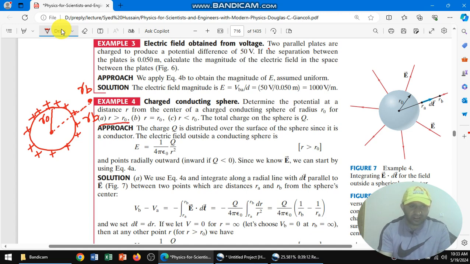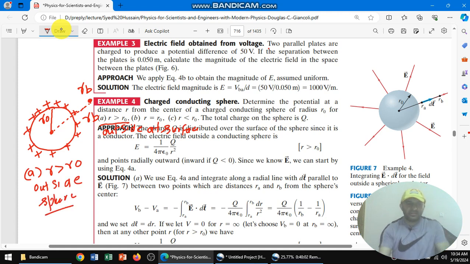r greater than r naught means outside the sphere. r equal to r naught means at the surface, and r less than r naught means within the surface, inside the sphere. So I write again, I solve for a, r greater than r naught, meaning outside the sphere. So we need to find the potential outside the sphere.